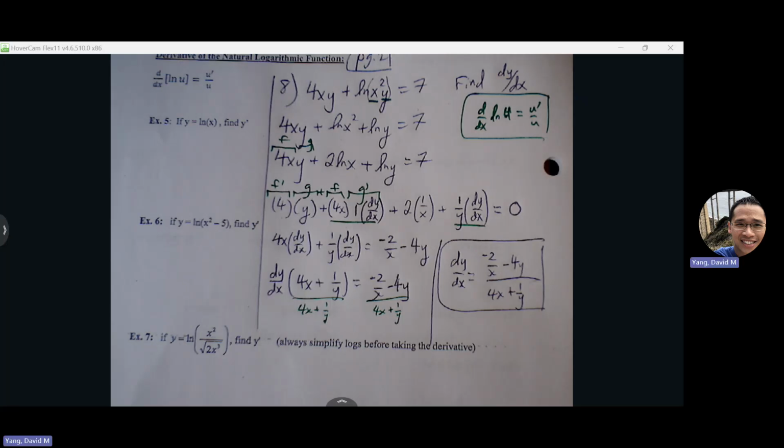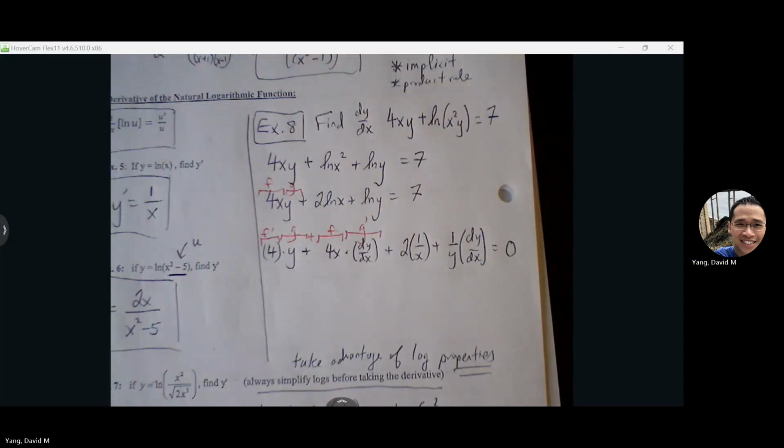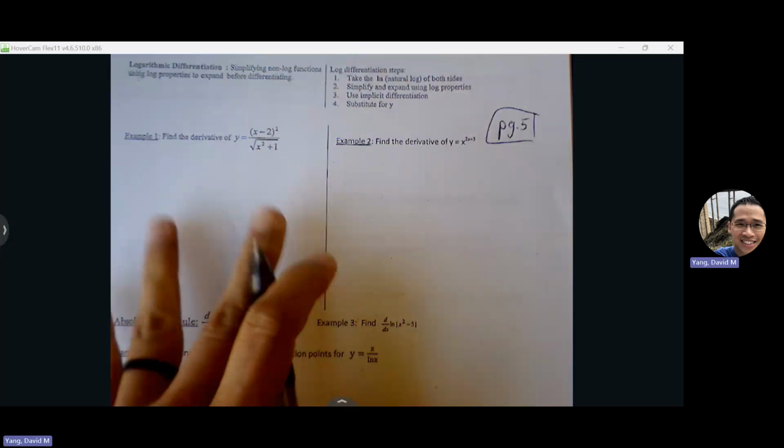We'll come across some more review problems that involve these steps. But for now, let's go to page 5. Okay, we're going to talk about log differentiation. We're going to skip the warm-up problem at the top and move into this process called log differentiation.